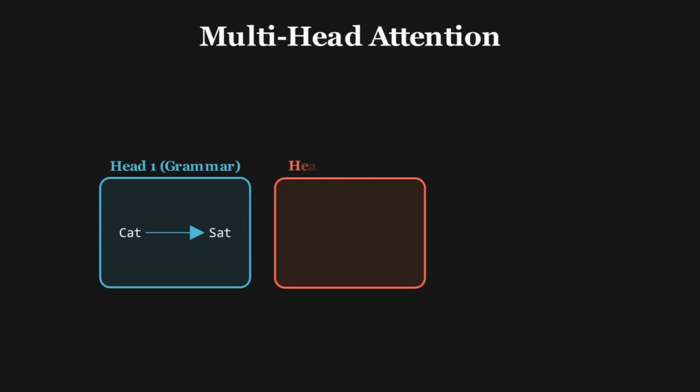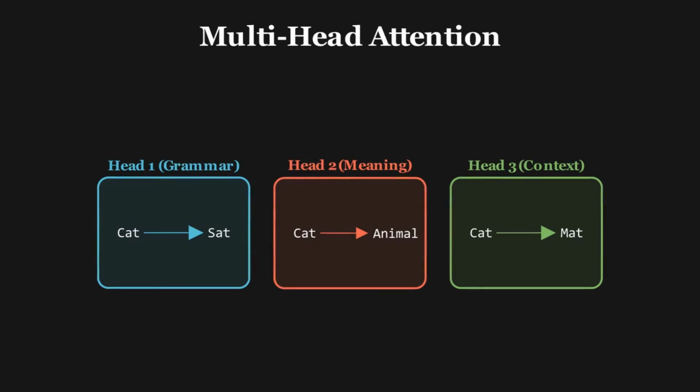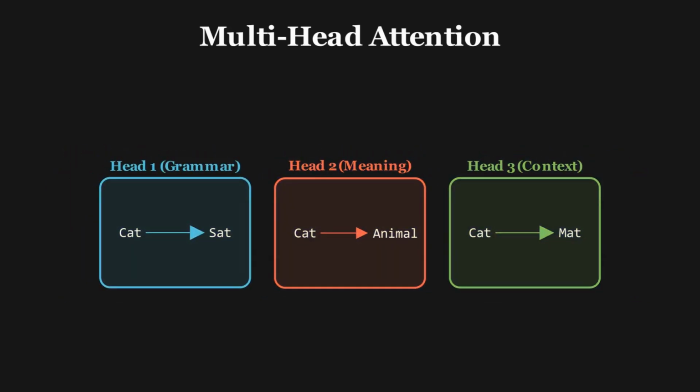Doing this once isn't enough to capture complex language. So we use multi-head attention to run this process several times at once. Each head looks at the sentence from a different perspective. One head might focus on grammar, another on meaning. The results from all heads are stitched back together.